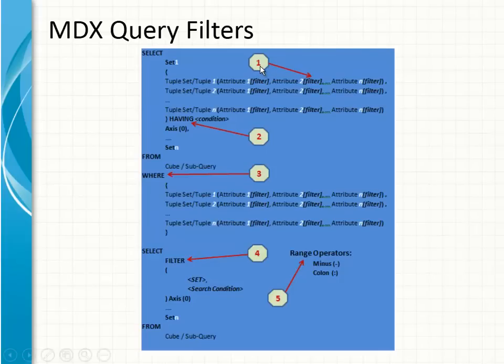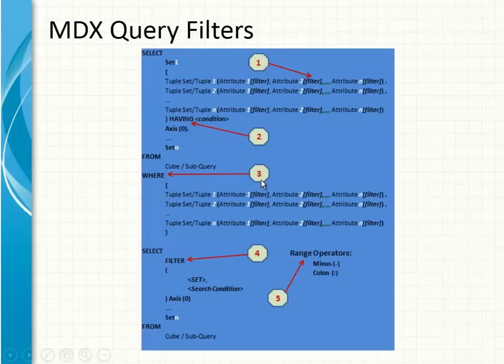On the screen, you see different positions numbered 1, 2, 3, 4, and 5. The first one shows how, inside the tuple, for each attribute that we use, we can add a filter. We'll see examples of these. Number 2 points to the having clause. So for each set, we can have the having clause and then the condition after that.